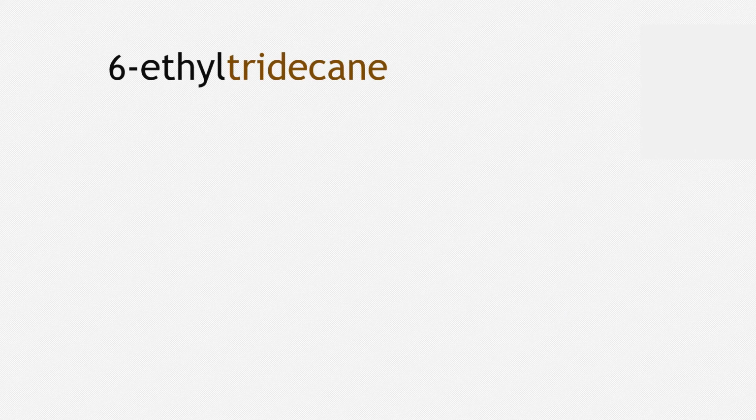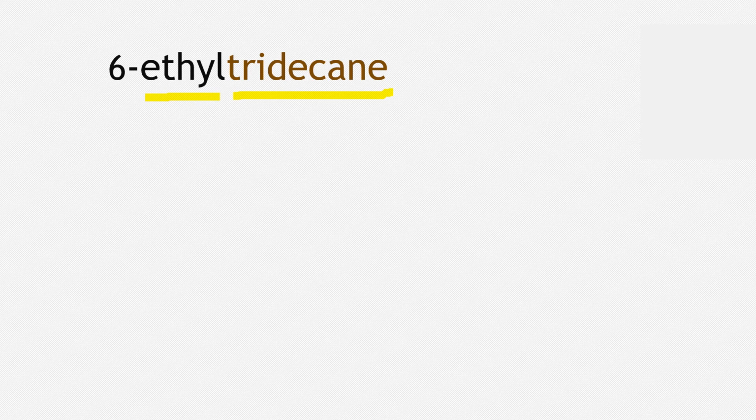Till now we have discussed how to name a structure, right? But now we are going to learn how to make a structure with the help of the name. So there is the name, which is 6-ethyl tridecane. Which means that tridecane is the parent and 6-ethyl is the substituent. Ethyl is the substituent at the 6th position.